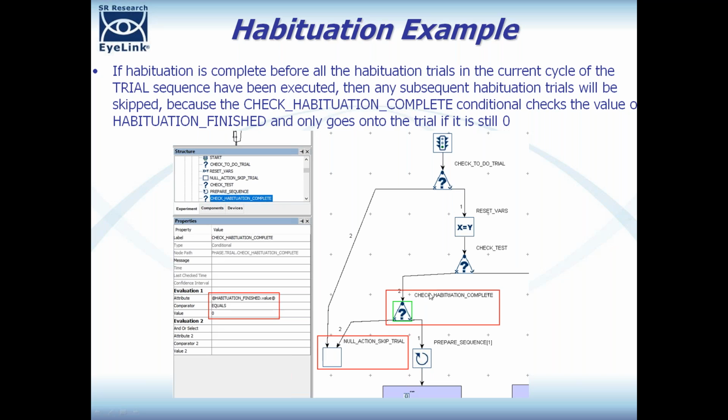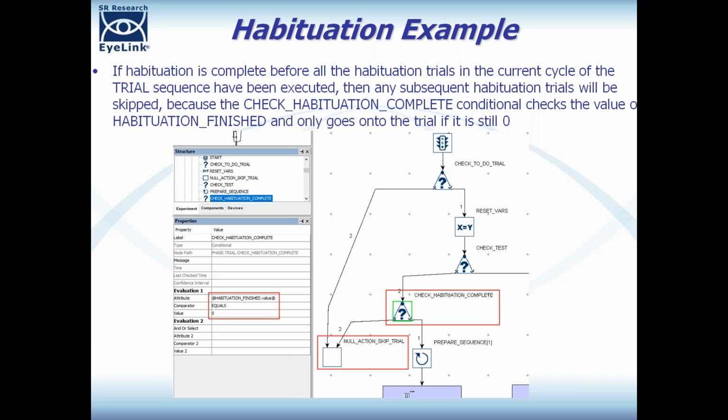And so in that case, what we're going to do here is say, if we are at a habituation trial, let's check to see if our habituation finished variable is equal to 0. If it is equal to 0, we have not completed habituation, we'll do another trial. But if we have already met our habituation criteria, then that variable will be 1, and in that case, we're going to just skip the trial, just as we would do for all of the test trials in that iteration of the trial sequence.